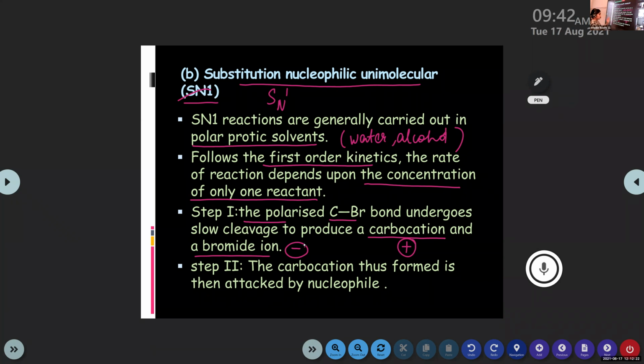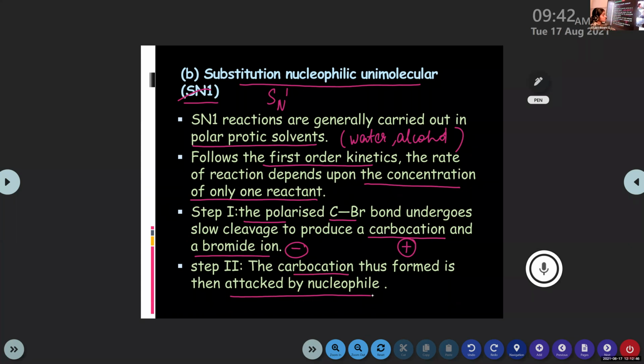So this is the step 1. The polarized C-Br bond undergoes slow cleavage to produce a carbocation and a bromide ion. This is the first step. And in the second step, this carbocation that is formed is then attacked by the nucleophile. So this is the second step.